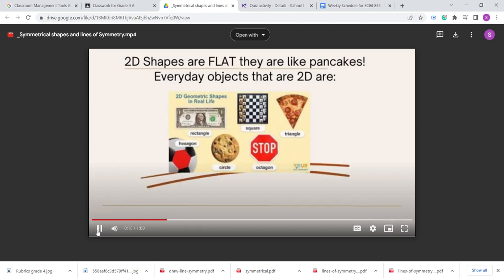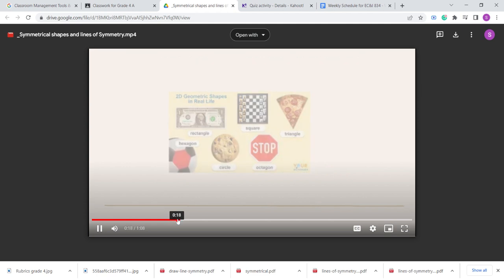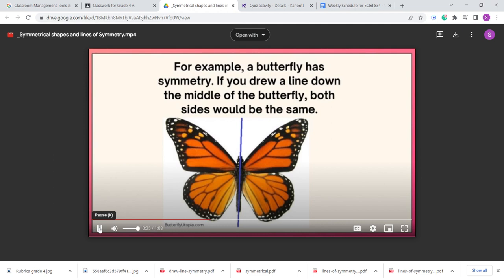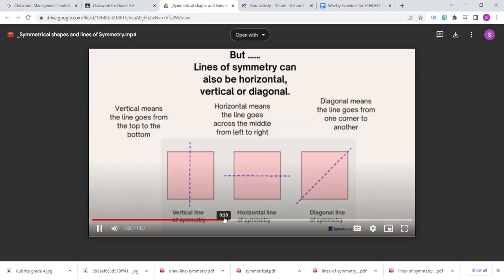And in the next slide I put what the line of symmetry is. Here is a definition of the line of symmetry so that students can read it and easily know what symmetry is. And I added the picture of the butterfly in order to define the line of symmetry. For example, we can draw a line in the middle of the butterfly. Both sides are the same. So there is one line of symmetry.